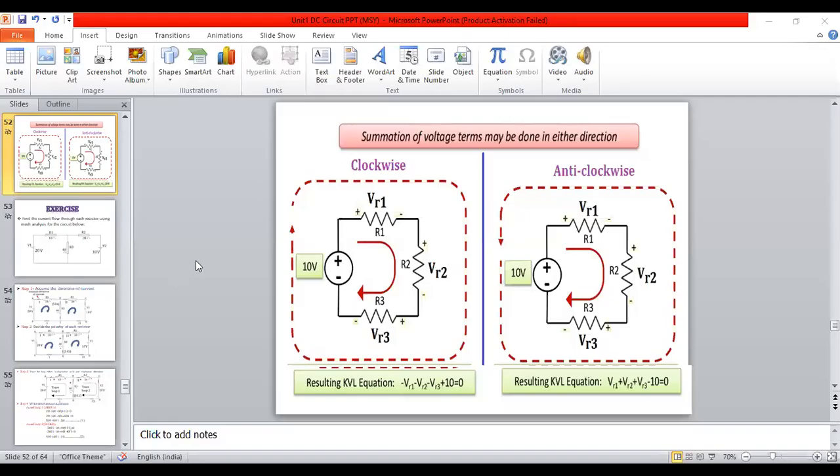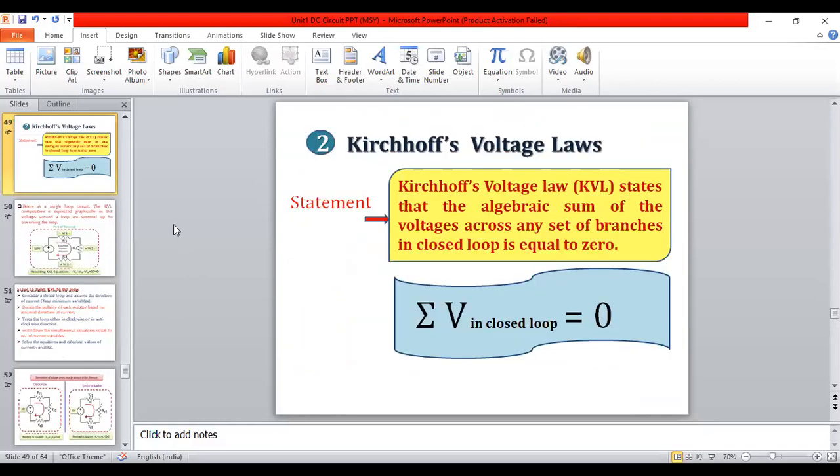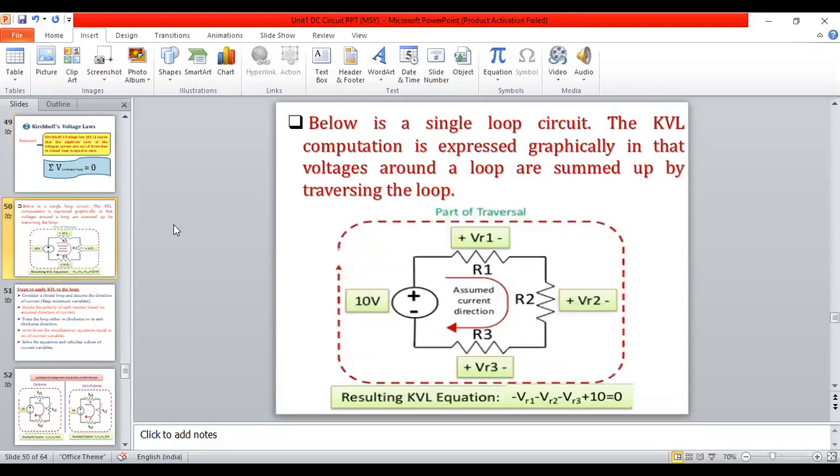So in the last class, we have already started Kirchhoff's voltage law, the statement and all the things we have discussed. It states that the algebraic sum of the voltage across any set of branches in a closed loop is equal to 0. It is a closed loop. The voltage of the source, the voltage drop across R1, R2, and R3, based on their algebraic sum, by considering the sign convention, positive and negative, is equal to 0.